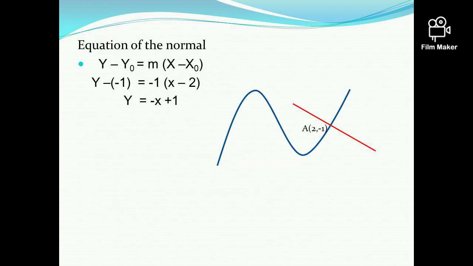If you substitute the coordinate x equals 2 and y equals minus 1 and gradient equals minus 1 into the equation y minus y naught equals gradient times (x minus x naught), you receive the answer y equals minus x plus 1, which is the equation of the normal drawn to the curve at (2, minus 1).